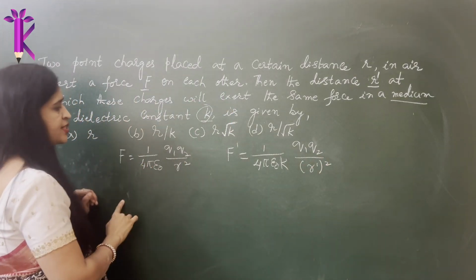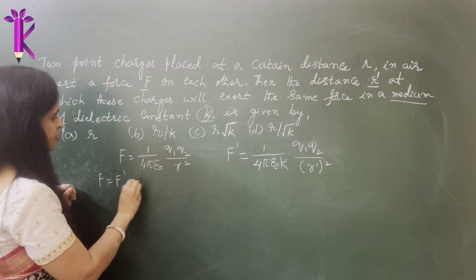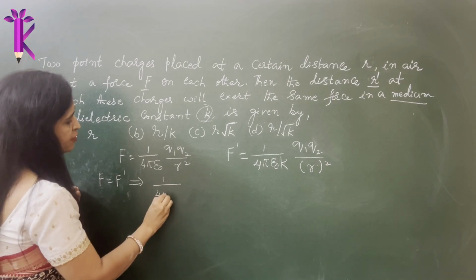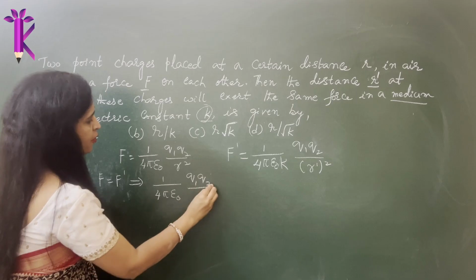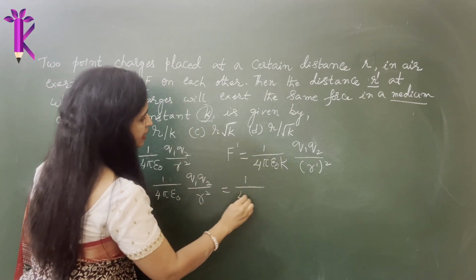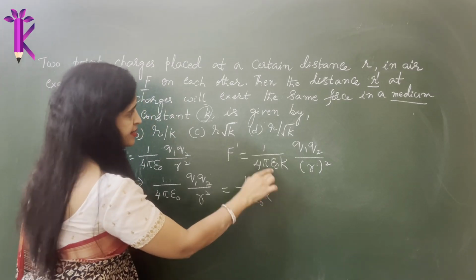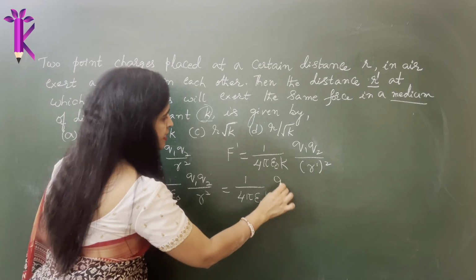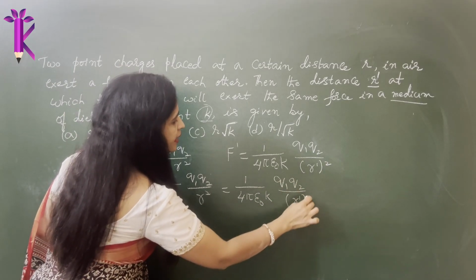Now both the forces are equal. So if you equate the LHS, you can equate the RHS. So let's equate the RHS part. What is the RHS part here? 1 by 4 pi epsilon naught Q1 Q2 whole divided by R square is equal to, this will be on the RHS, what do you have? 1 by 4 pi epsilon naught K. You have a K extra because it has a different medium with a different dielectric constant. Q1 Q2 and it's not R anymore, it is R dash square.